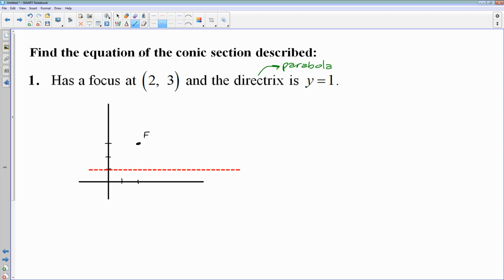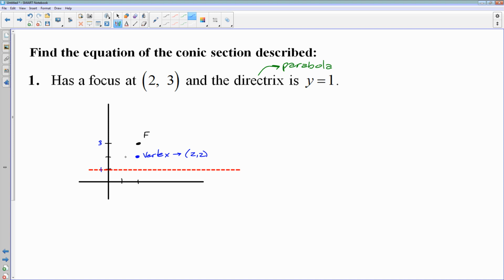Now, the vertex of a parabola, if you remember from a long time ago when we talked about parabolas for the first time, is right in the middle of the focus and the directrix. Well, if my focus is at a y-coordinate of 3, and my directrix is at a y-coordinate of 1, then my vertex has to be at the point (2, 2). It's going to be right in the middle of the focus and the directrix.